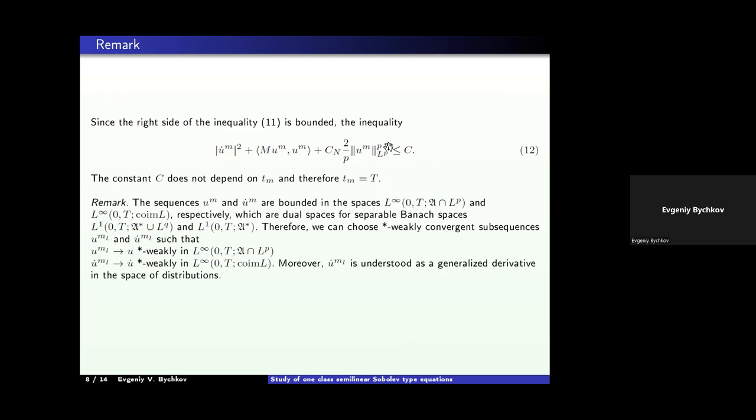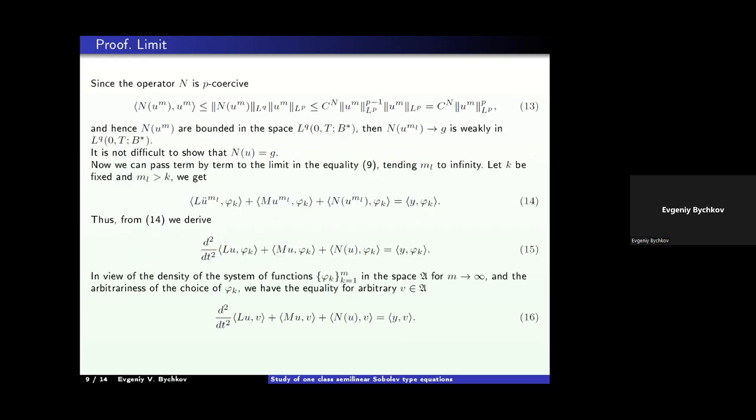Remark, the sequences u_m and u_m dot are bounded in the respective spaces, therefore we can choose star weakly converging subsequences such that, since the operator N is compact. And the sequence N of u_m is bounded in the space L^q, it isn't difficult to show that N of u is equal to g.